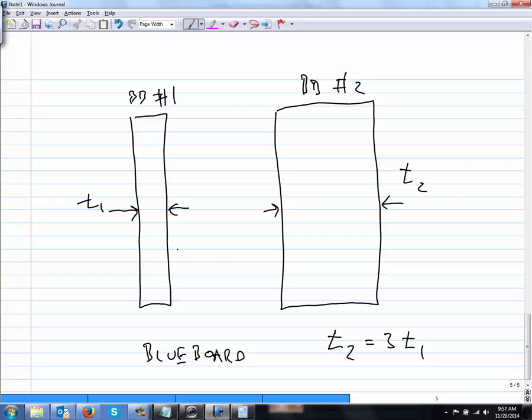But here's the kicker: it's blue board, so K1 equals K2. The blue board itself has the same thermal conductivity, because it's blue board. But R2 equals 3 times R1, because it's 3 times thicker. So that's the difference between the thermal conductivity coefficient, K, and the R value, the thermal resistance. Okay, so now let's get back. That should be super clear now.